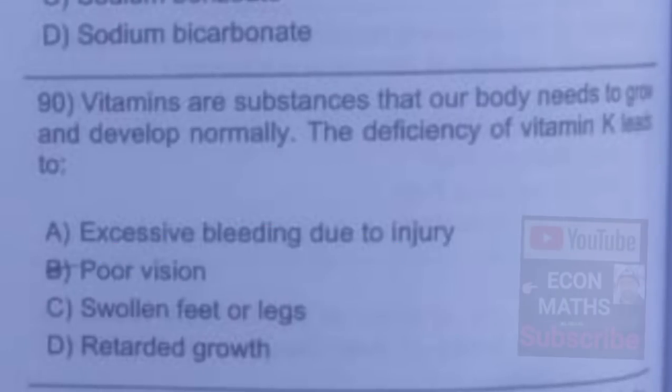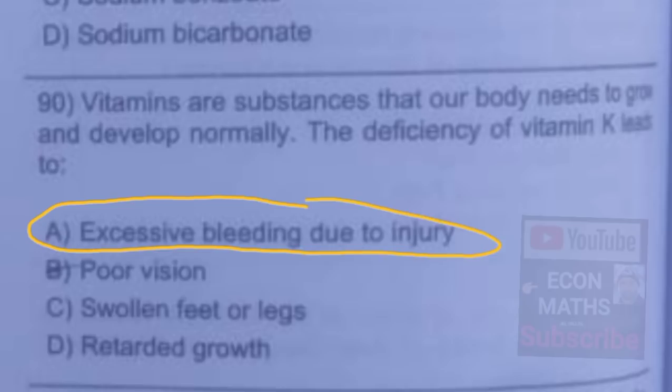Next question is, vitamins are substances that our body needs to grow and develop normally. The deficiency of vitamin K leads to, the options are: A, excessive bleeding due to injury; B, poor vision; C, swollen feet or legs; and D, retarded growth. So the correct option is excessive bleeding due to injury.